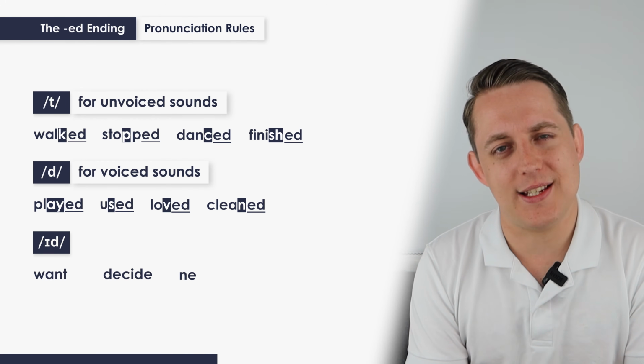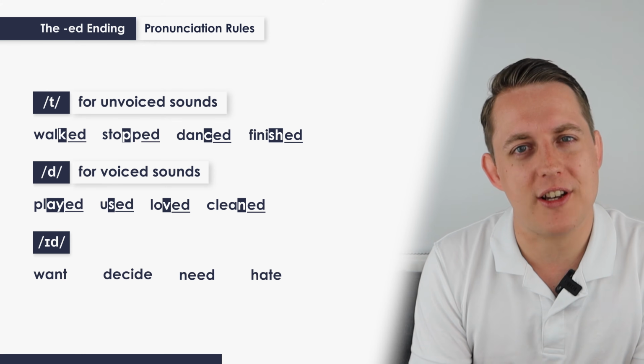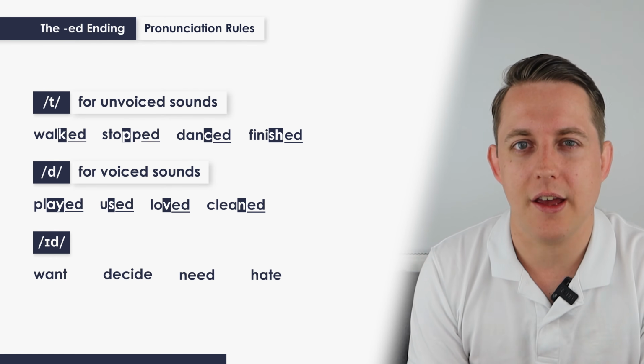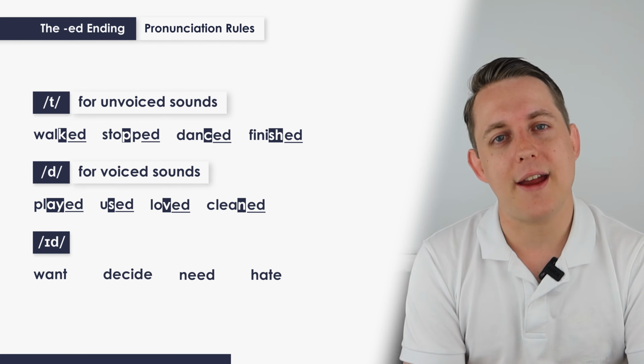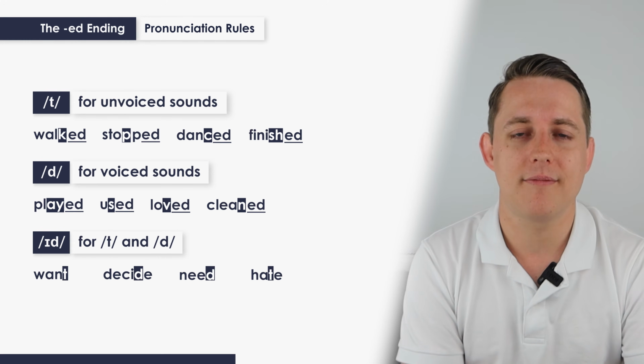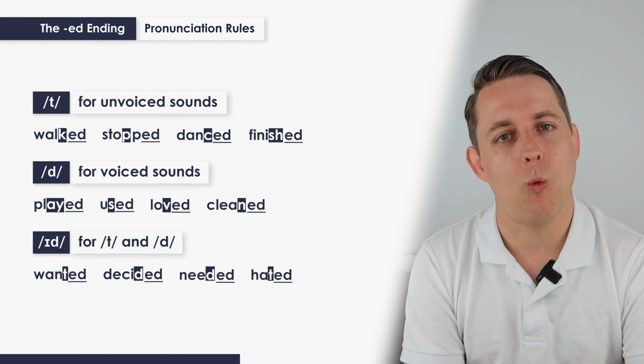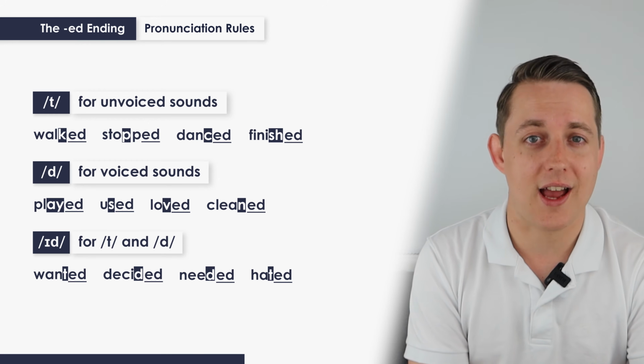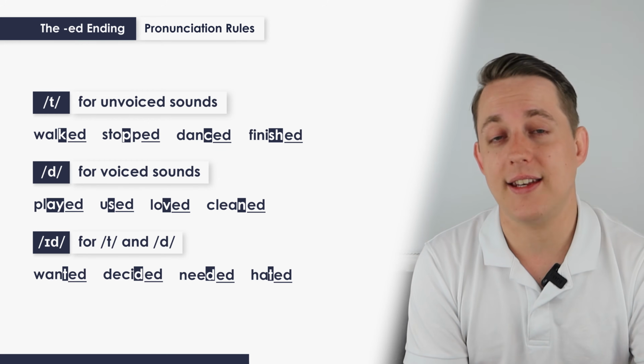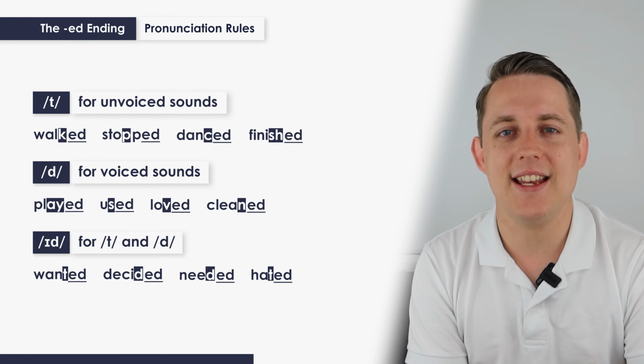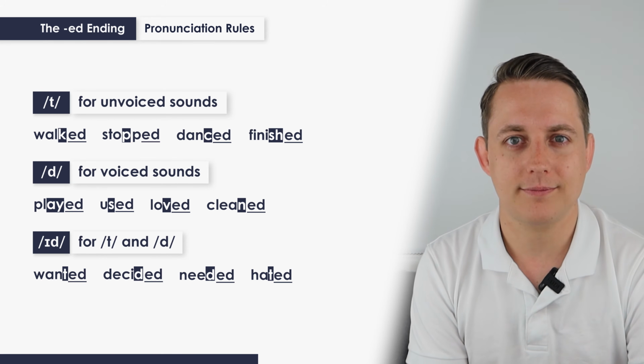But what about these words? These are a little bit different, but the rule is a little bit easier too. If the last sound is t or d, then we add id. Want becomes wanted. Decide becomes decided. Need becomes needed. And hate becomes hated.